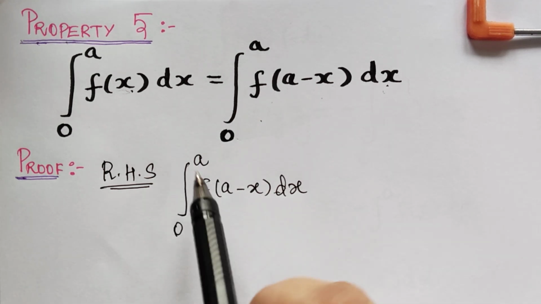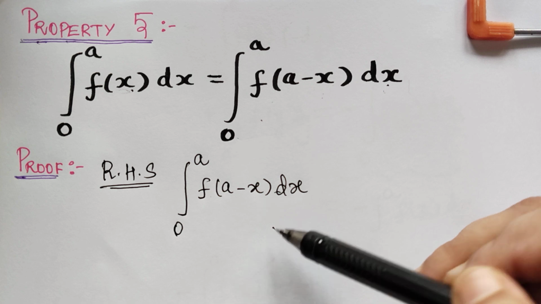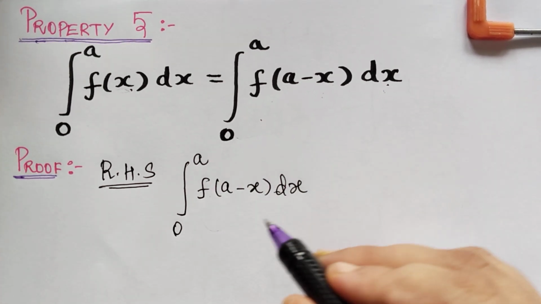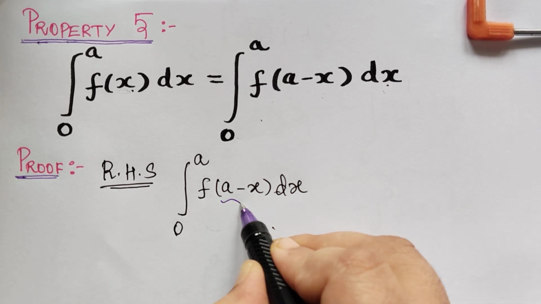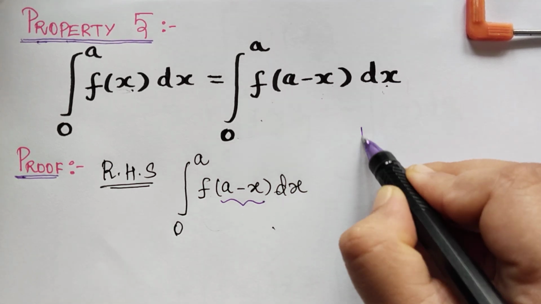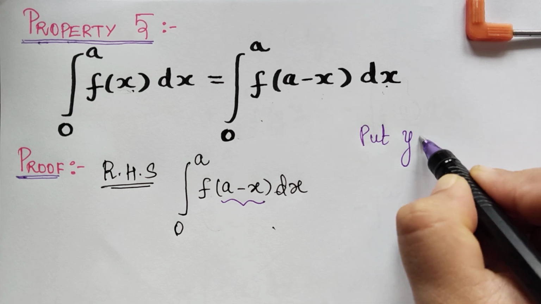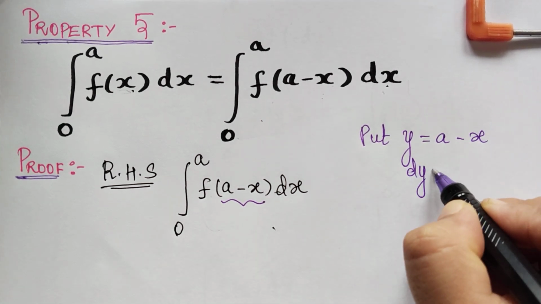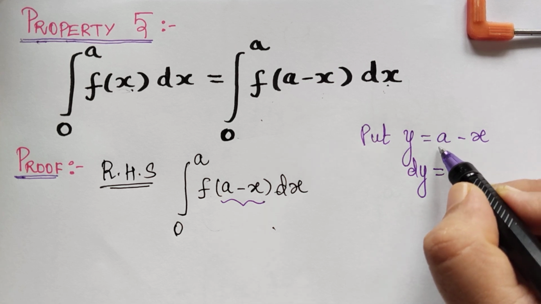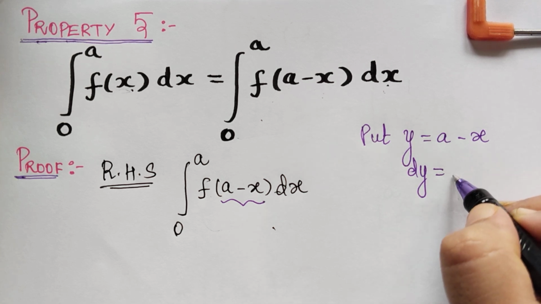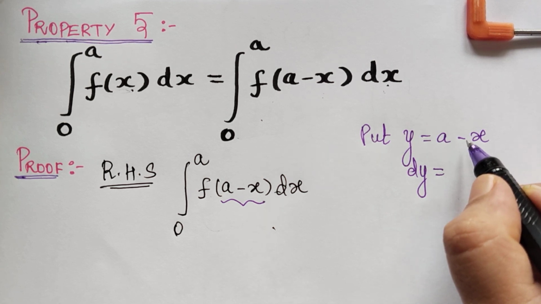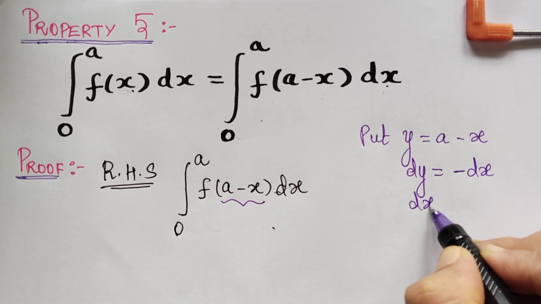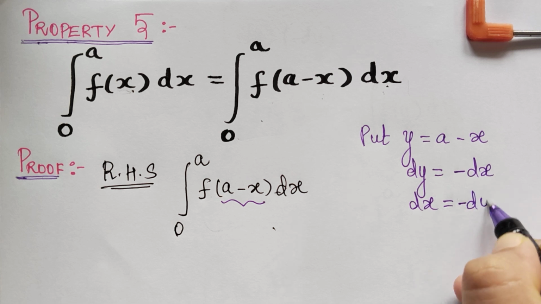So anyway, now let us prove this. So I have considered the right hand side, and I am going to make a substitution in the right hand side now. So the substitution is, I am going to put this a minus x as y. So put y is equal to a minus x. So from this, what will be dy? On differentiating, dy will be equal to, a is a constant, so that will become 0 after differentiation. And the differentiation of minus x will be minus dx. So from this we get dx to be equal to minus dy.